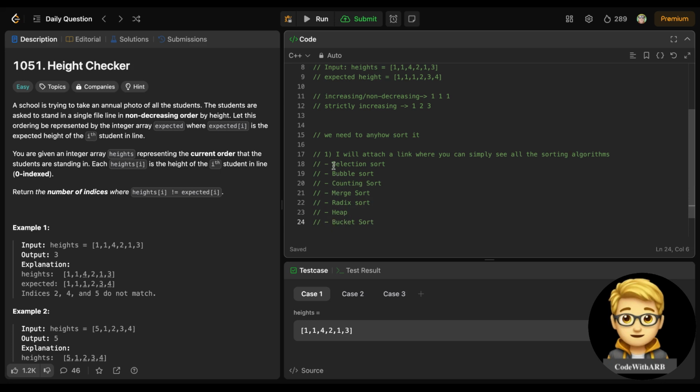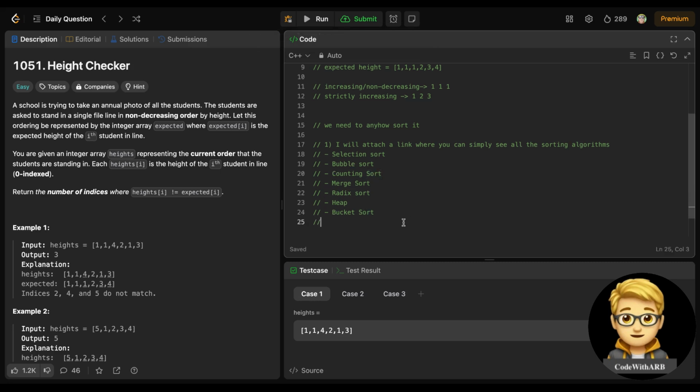But here you need to see that these are the most important, which can be asked in many interviews: the selection, the bubble, merge, heap. These are mainly the ones that can be asked. And there are one, two, three sorting algorithms which are not compulsory, but they can be asked in some interviews. One was also asked in one of my interviews, the pancake sort. If you have time, just go through that and remember it.